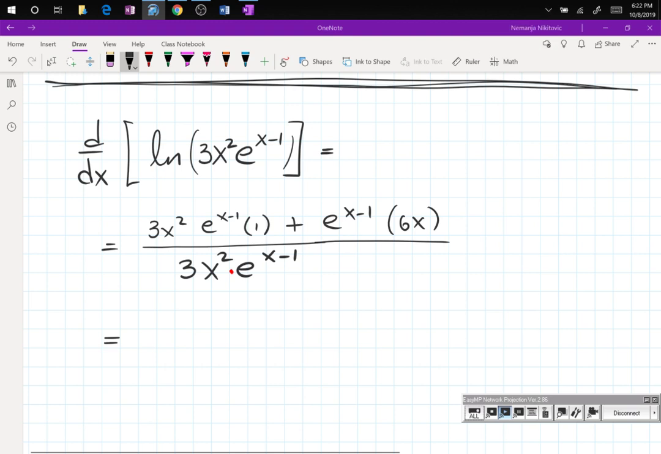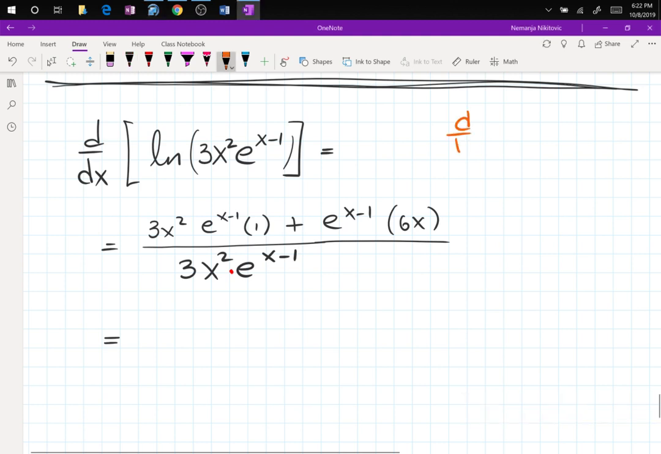So by chain rule, the derivative of ln of f of x is f prime of x divided by f of x. Right? So you have the whole thing over here to be f of x. So the derivative of it is a product rule, goes on top, and the function itself goes on the bottom. That's for the log, ln, yes.